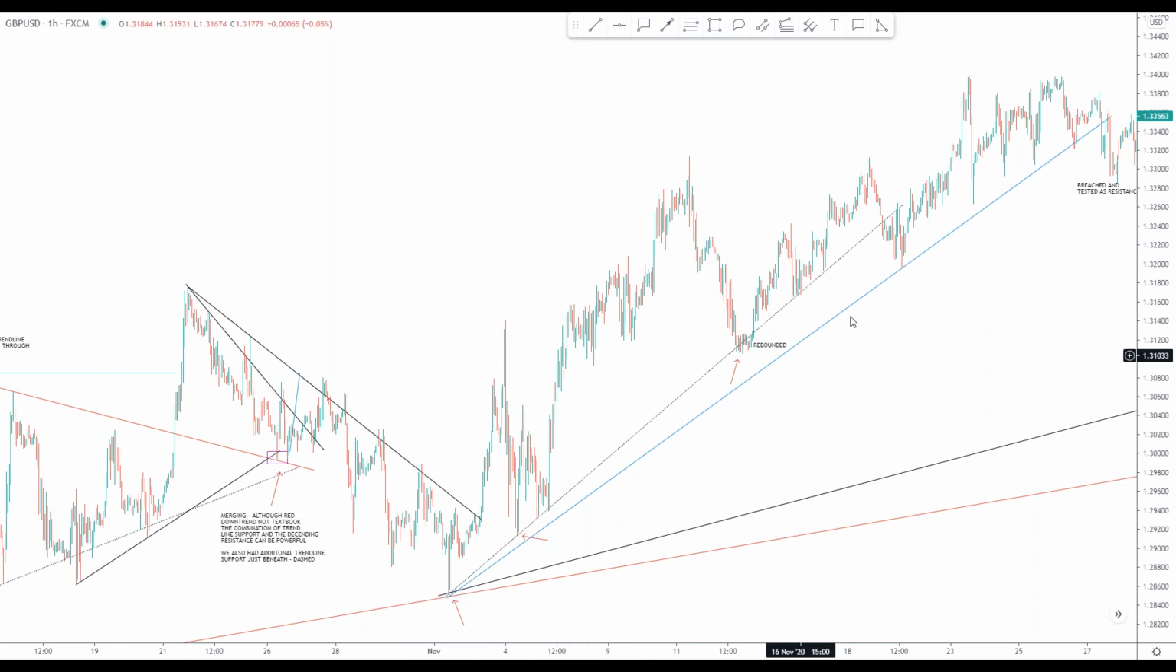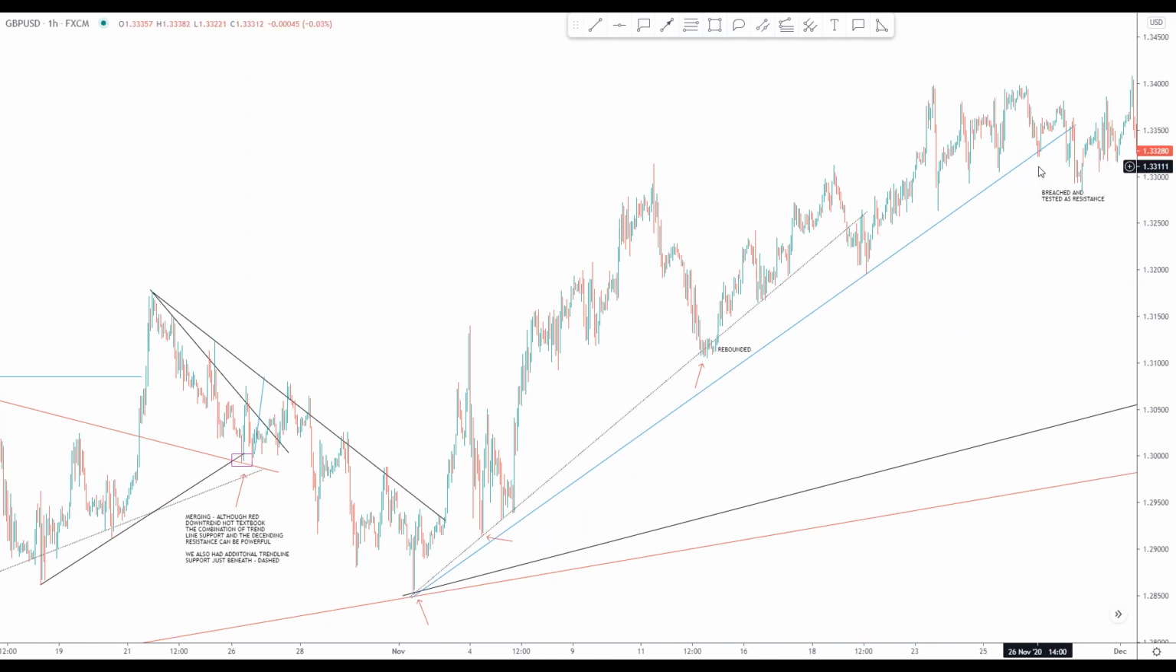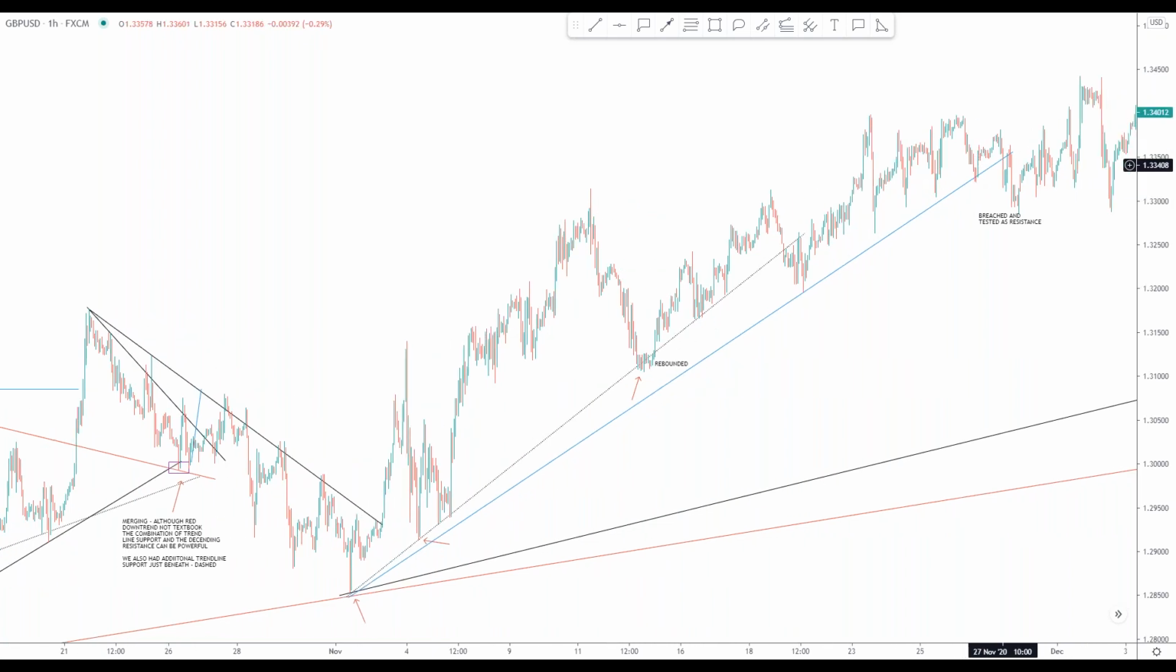So from this point here, and then we got another reaction out of this point here. Now, look, depending on how you manage your trades, which is incredibly important, you would have potentially made some money out of this bounce from here. But then we breached the area, and what did we do?